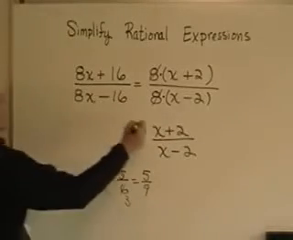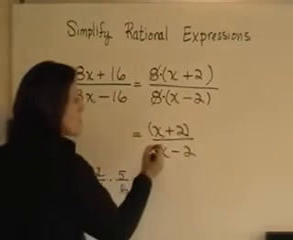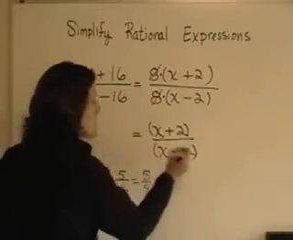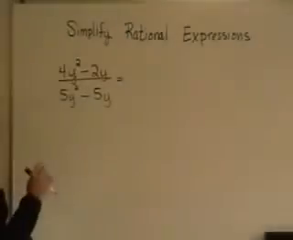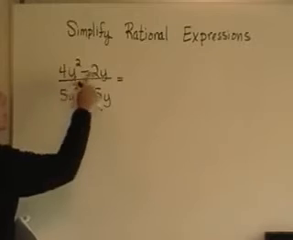They are not factors. As a matter of fact, this is x plus 1 times x plus 2 times 1, and this is x minus 2 times 1. There are no common factors other than the 1. I must leave that alone. Continuing the simplifying process, I'm going to take the greatest common factor out of these two terms.